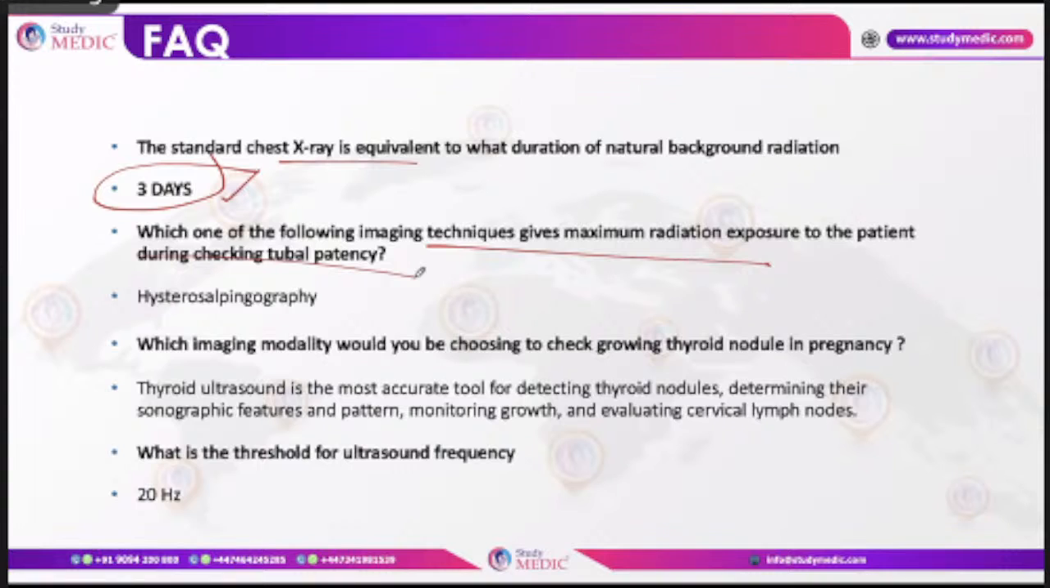One is HSG, hysterosalpingography, and the other is laparoscopic chromopertubation. Obviously, with hysterosalpingography, you are going to inject the dye and take photographs multiple times. So that is the reason this causes more radiation exposure.